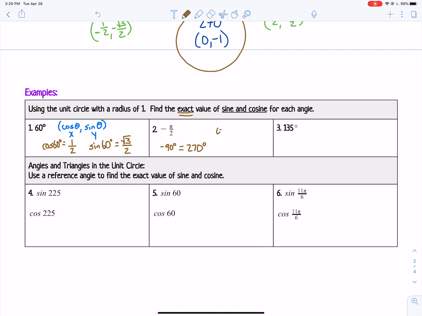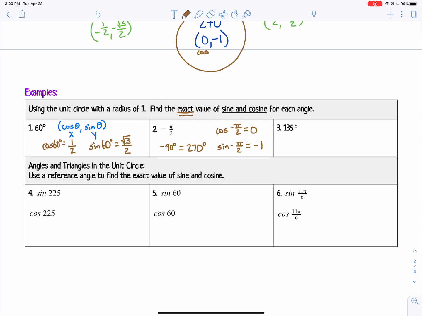And so the cosine of -pi/2 would equal 0. That's that x value right there. And then the sine of -pi/2 would equal the y value, which is -1.